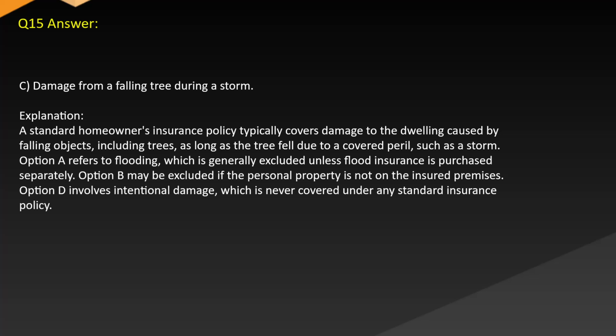Answer: C. Damage from a falling tree during a storm. Explanation: a standard homeowner's insurance policy typically covers damage to the dwelling caused by falling objects, including trees, as long as the tree fell due to a covered peril, such as a storm. Option A refers to flooding, which is generally excluded unless flood insurance is purchased separately. Option B may be excluded if the personal property is not on the insured premises. Option D involves intentional damage, which is never covered under any standard insurance policy.